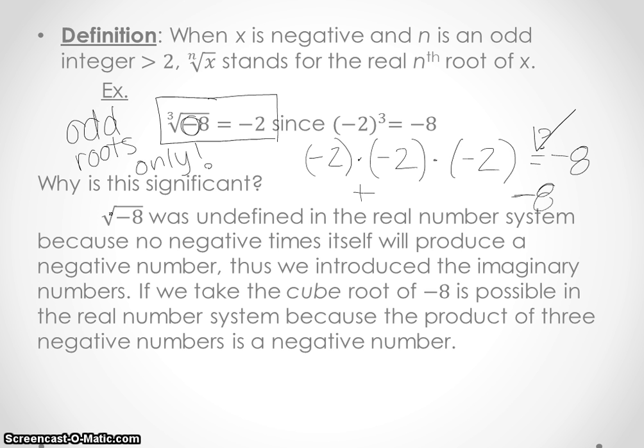Why is this significant? Well, remember there's an invisible 2 here. The square root of negative 8 was undefined in the real number system because no negative times itself will produce another negative number. Thus, we introduced the imaginary numbers. So I guess you can still have imaginaries here, but these are not real. So we can't say it has a real solution, it has an imaginary solution. But if we take the cube root of negative 8, it is possible in the real number system because the product of 3 negative numbers is a negative number. So we can result with this negative 8 with the product of 3 negative numbers.